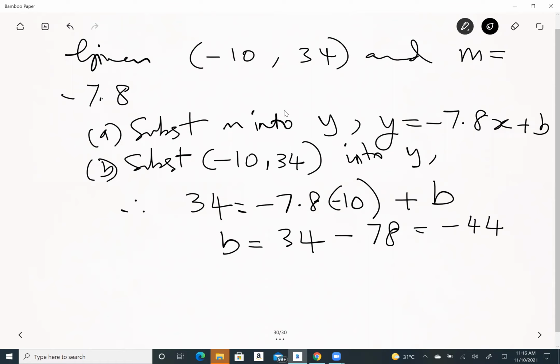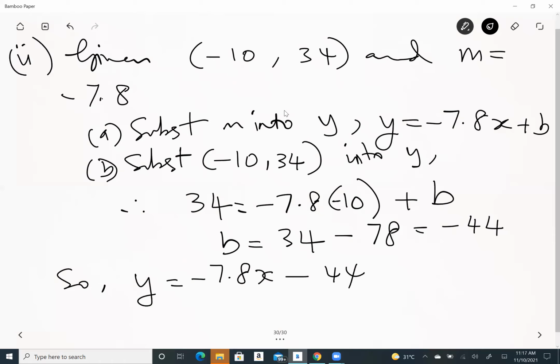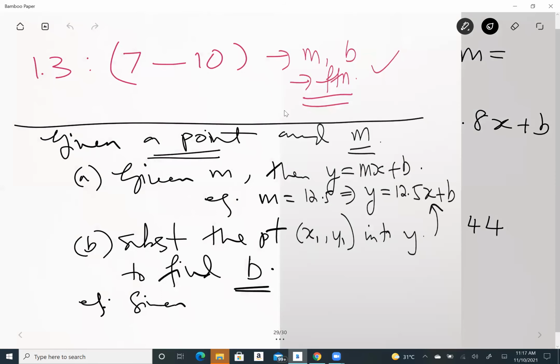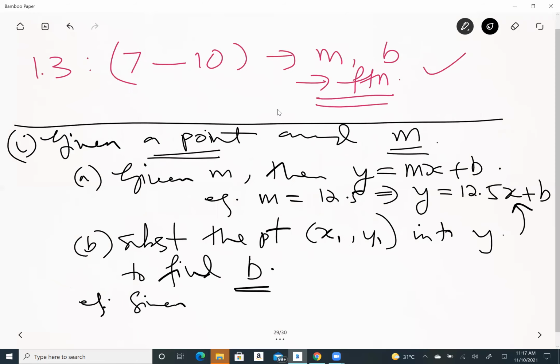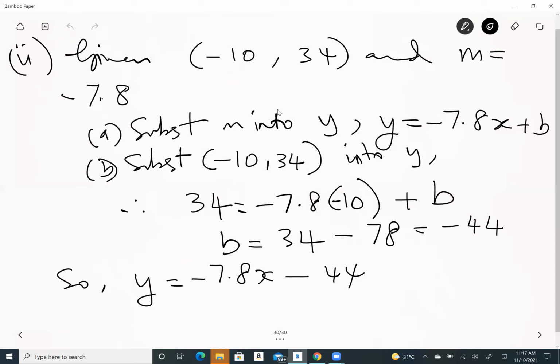Negative 44? Yes. So that is negative 44. So our function will be y equal to negative 7.8x minus 44. So this one, call it number 2. The one from before, call it number 1. So we are given 2 points, you find the function. You are given 1 point and you know the slope, you can also do that.